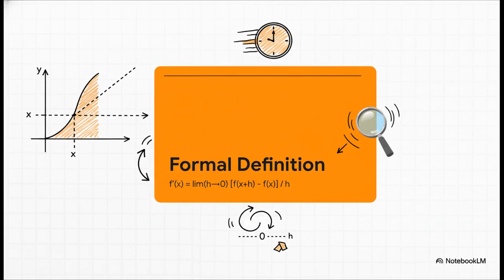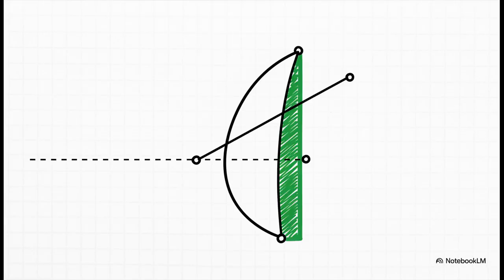All right, now, don't let this equation scare you. I know it looks a little intimidating, but trust me, it's just a recipe for exactly what we just watched. It's the instruction manual for turning a secant line into a tangent line, just written down in symbols. Let's just break it down.